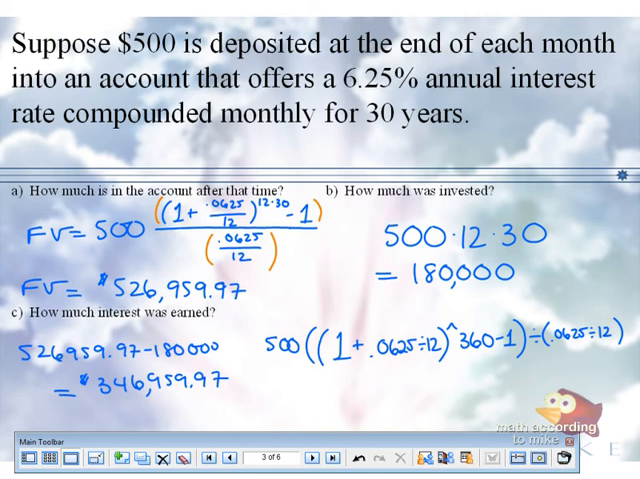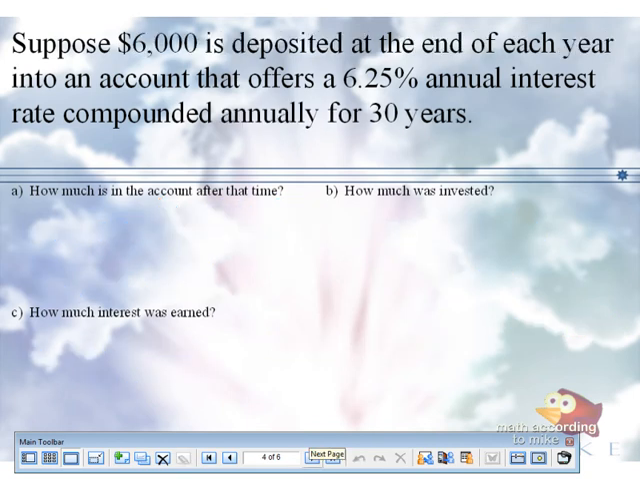All right, we're going to do this problem again, but instead of depositing monthly, we're going to deposit annually. And it's actually the same total amount, as we'll see in part B. We're going to figure out which one's better, to put away $500 monthly or $6,000 annually, which is the same total amount invested. So if you would write that down, and we'll go through it.